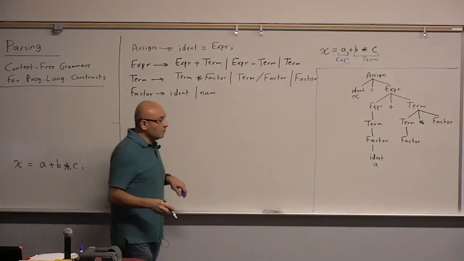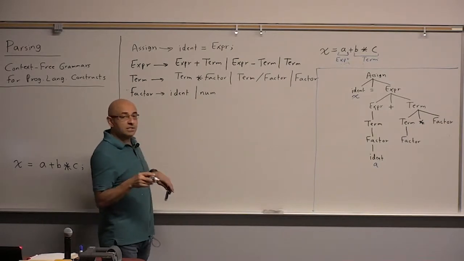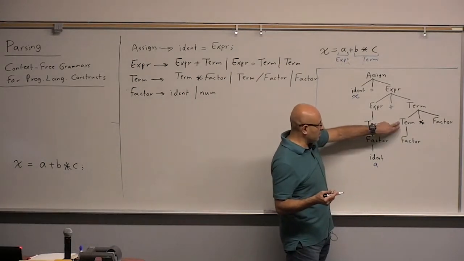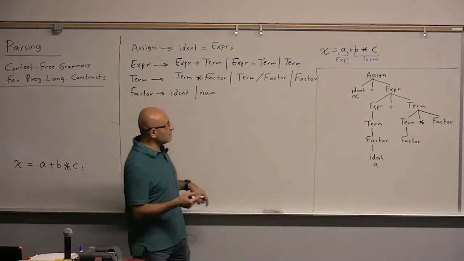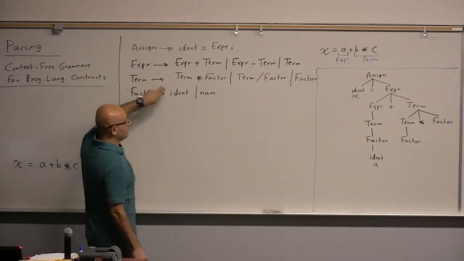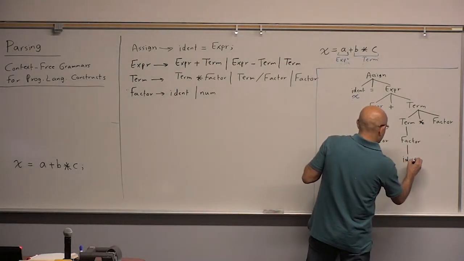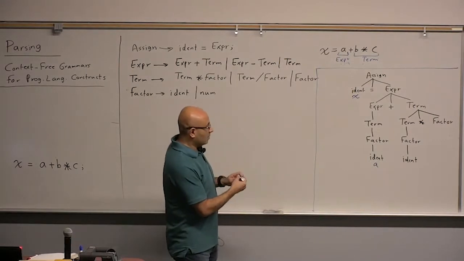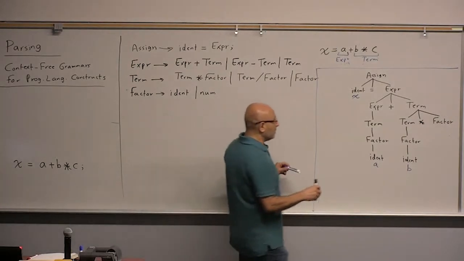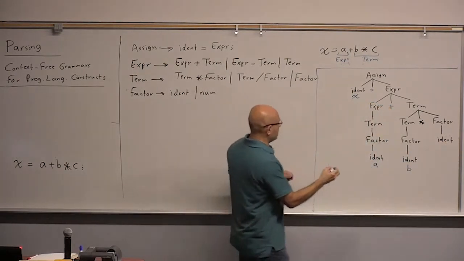So by the way, don't skip any steps in the derivation or in the substitution. A common mistake that I see in exams is skipping from term going all the way to identifier. So this term, yes, is an identifier, but there is no rule that says that a term can be an identifier. A term can be a factor, and a factor can be an identifier. And this identifier is the B. Then this is multiplied by another factor, and this other factor is an identifier. And this identifier is the C.